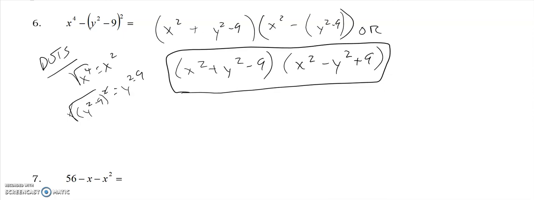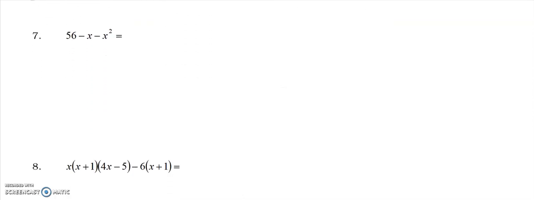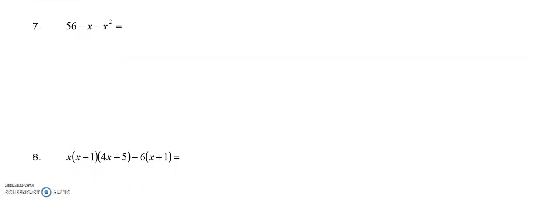Okay. All right, so moving on to number 7. Number 7 on this one is a more traditional, straightforward factoring problem. The only thing I would recommend doing, well, there's actually two. I would rearrange the order in descending order. I'll do that first.